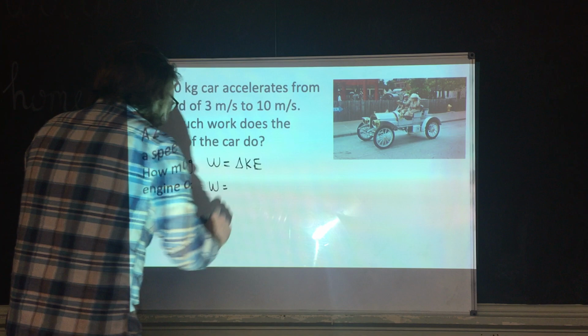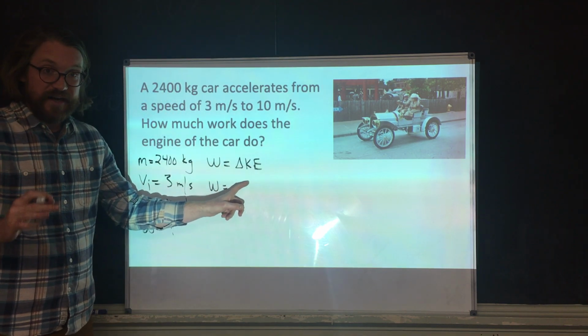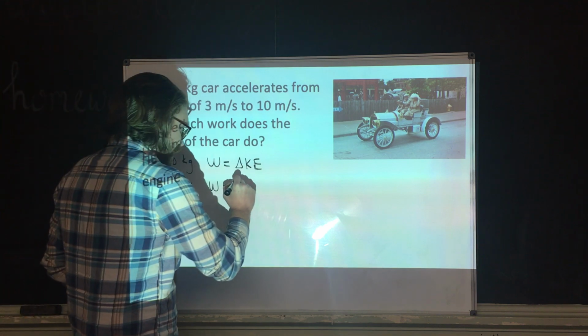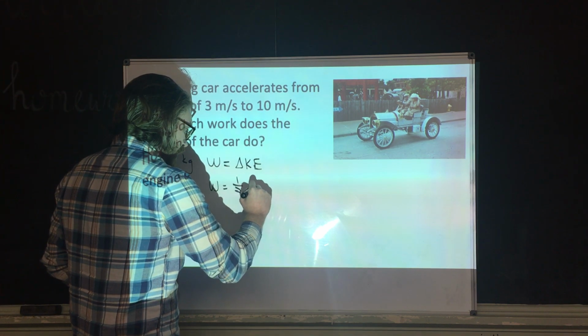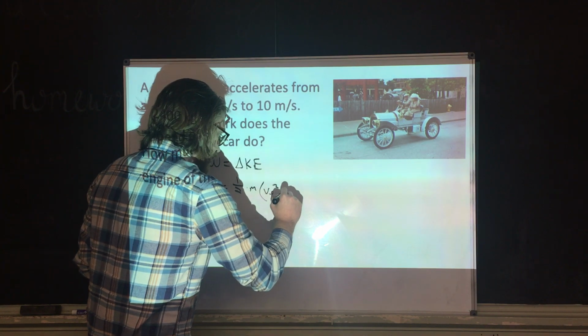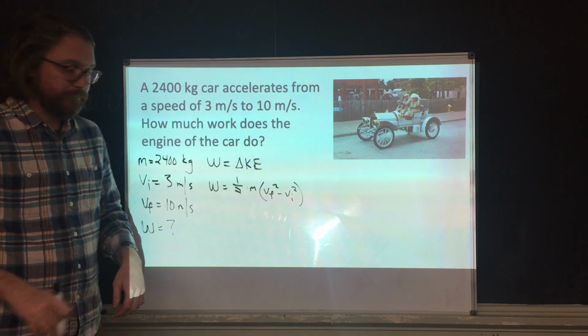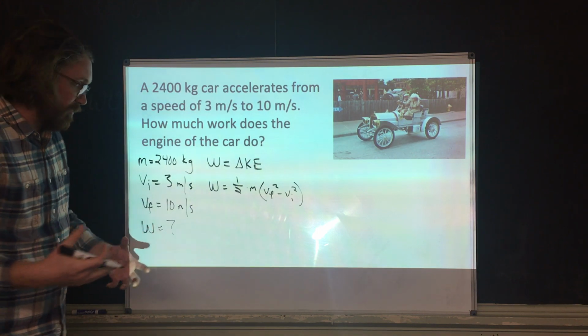We don't have to worry about force and distance because we're just looking for work, but we have a change in kinetic energy. So we do have to write this part down. This part is 1/2 times the mass, and our velocity here is changing. So it's the final velocity squared minus the initial velocity squared. All right? Okay, so let's plug our numbers in.